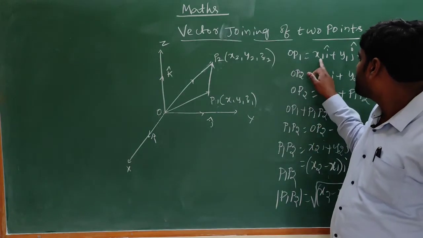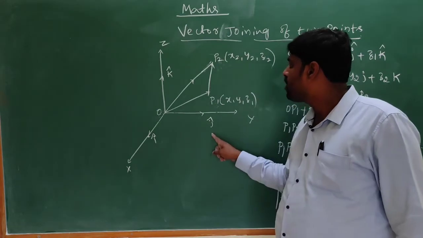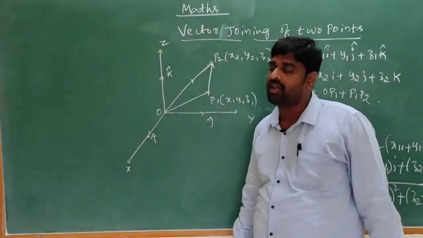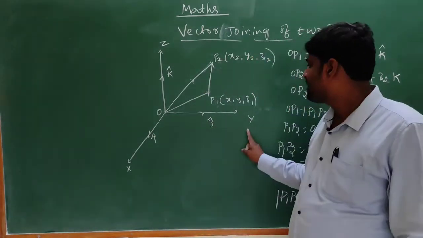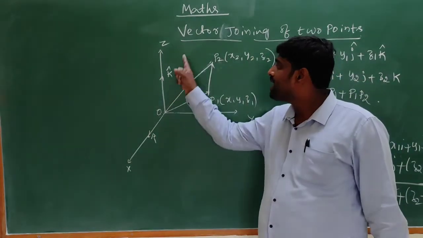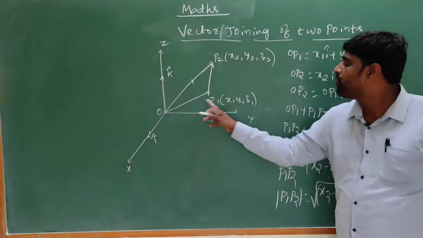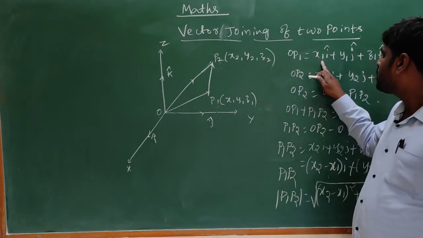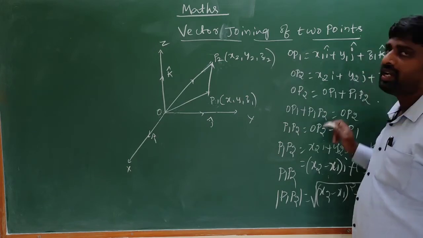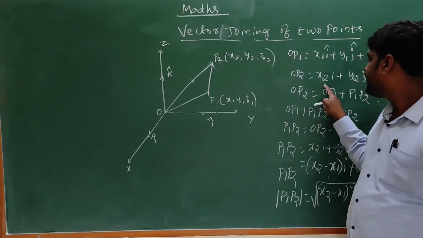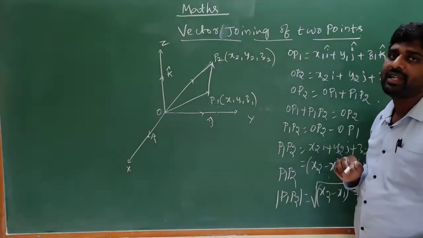That means OP1 is in the form of x-axis i component, y-axis j component, z-axis k component. In the x-axis the direction name is i, in the y-axis the direction name is j, in the z-axis the direction name is k. So OP1 is equal to x1 i cap plus y1 j cap plus z1 k cap, and OP2 is equal to x2 i cap plus y2 j cap plus z2 k cap.